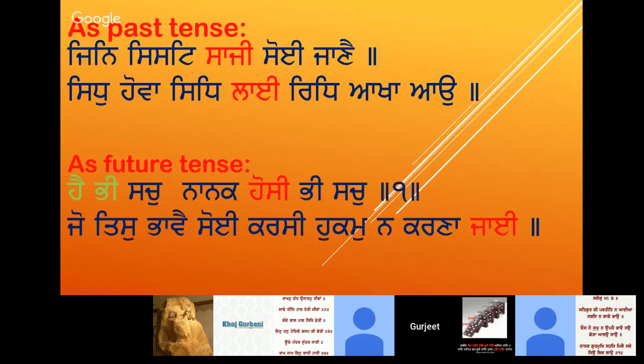Aad sach, jugad sach is past. Hai pi sach is present tense. And Nanak hoshi pi sach. So hai has changed to hoshi to make it a future tense. Hai is present tense. Jyotis bhave soi karsi hukam na karna jai. This is also for future indication, but the word is jai.